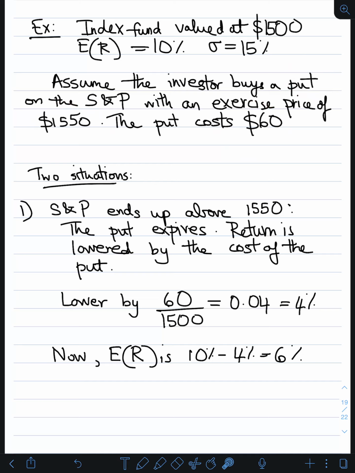$60 divided by the true value of the fund. That was 1,500, and 60 divided by 1,500 is 0.04. 0.04 is 4%. So you've lost about 4% because of that. So you've given up 4% of a return. Now the return you expected, which was 10% before, is now going to be 6% because you've given up that 4% through the lost value of that option that cost $60.